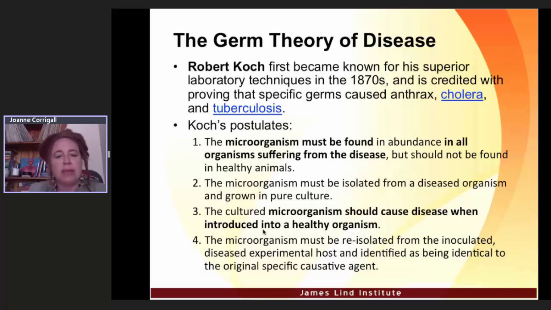The second postulate was that the microorganism must be isolated from the diseased organism, and then he would grow it in a pure culture. The organism should cause disease when introduced into a healthy organism. So to prove these different germs cause these problems, he would actually inject that microorganism into a healthy animal and then observe for the development of disease. And then lastly, the microorganism must be re-isolated from the inoculated diseased experimental host and identified as being identical to the original specific causative agent.